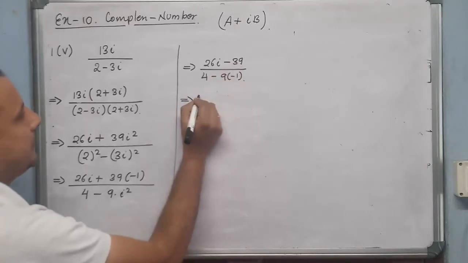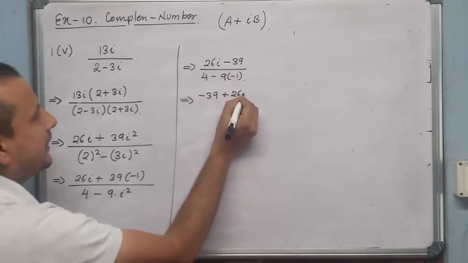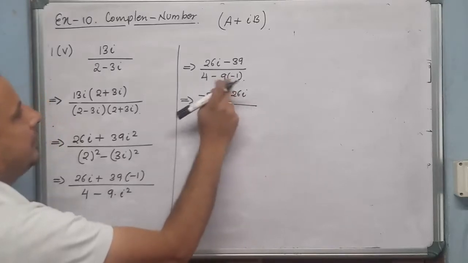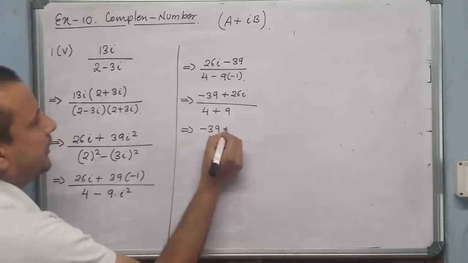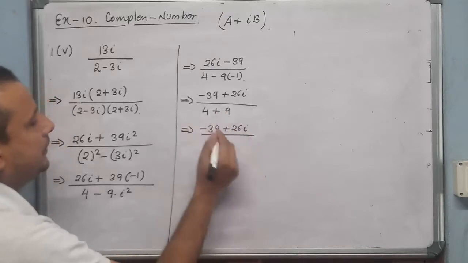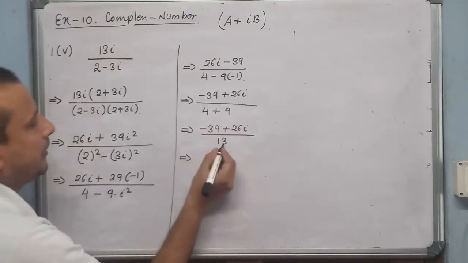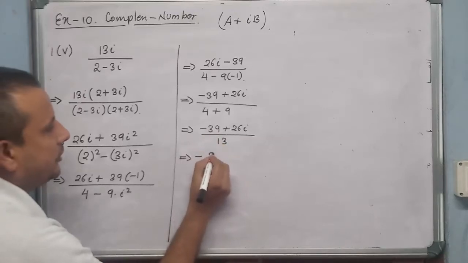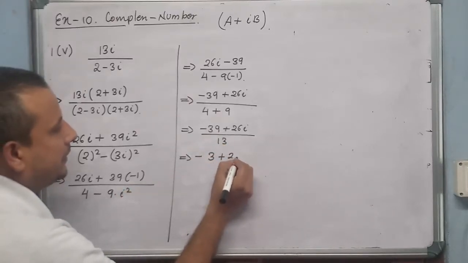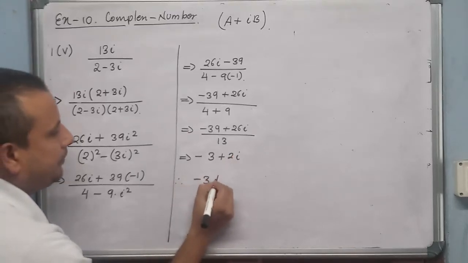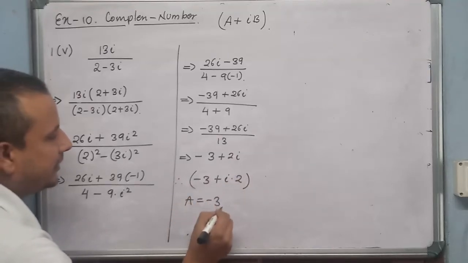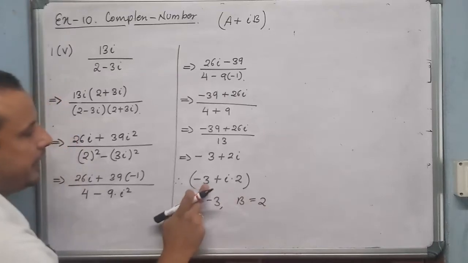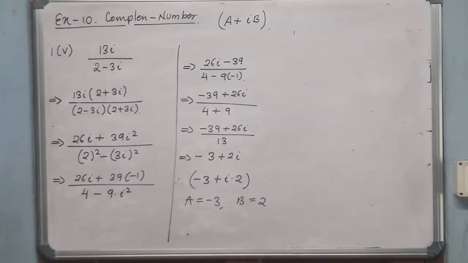Now in the numerator I'll write first the real part. 39 plus 26i over 4 minus into minus plus 9, so 39 plus 26i over 9 plus 4 is 13. Now I'll divide. 39 divided by 13 is 3, plus 2i. Therefore, minus 3 plus i into 2. Now it is in terms of a plus ib. a is minus 3, b is equal to 2. Now it is in a plus ib form. If it is numerator over denominator, always rationalize the complex number.